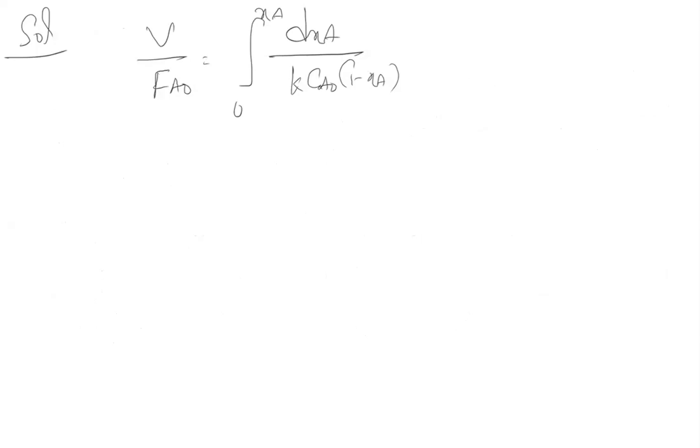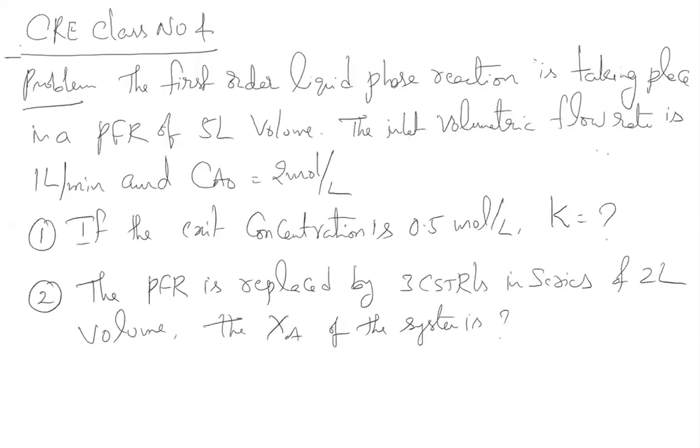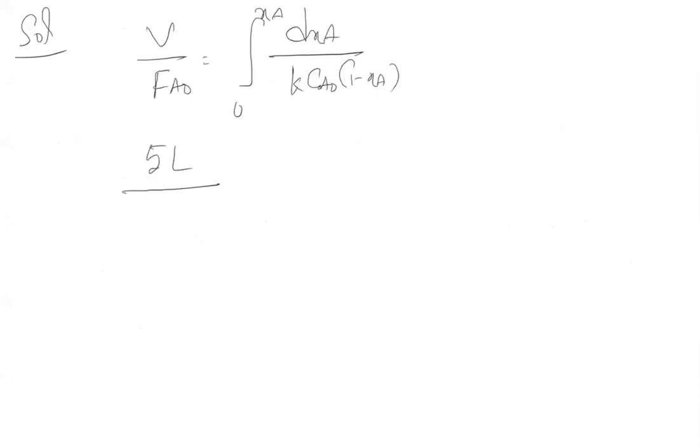So how do you solve the K? The volume is given by V equals FA0 times the integral from 0 to XA of dXA by K into CA0 into 1 minus XA. What is given? The volume is 5 liters, CA0 is 2 mole per liter, the volumetric flow rate is 1 liter per minute, and the exit concentration is 0.5. So that is the given question. What is FA0 is not known.